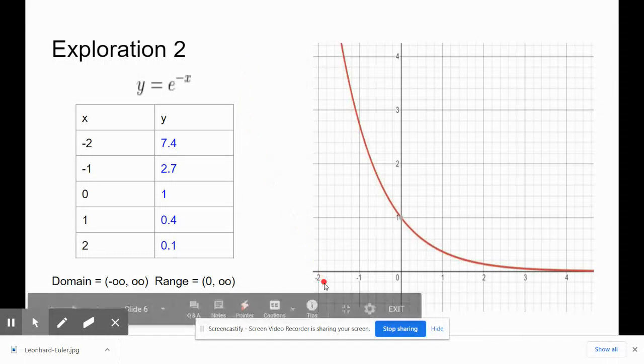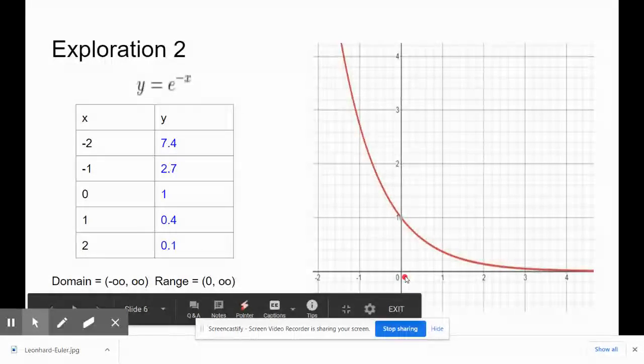Notice that my domain is still going to be all real numbers. As I'm moving from negative infinity towards positive infinity on the x-axis, I can always look up to my left and see points on this red graph all the way across. So therefore, it's all real numbers. Again, the range is still starting at 0 and going to positive infinity, because there aren't any points on the red graph below the x-axis, below where y equals 0.